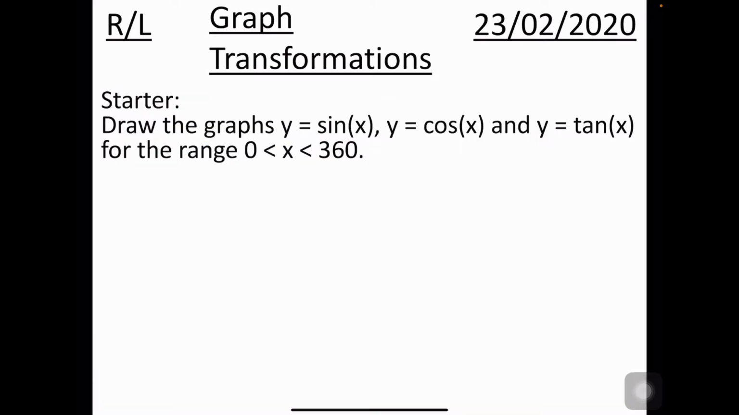So, graph transformations. The starter is to draw the graphs y equals sin x, cos x, and tan x for the range 0 to 360, so when x is between 0 and 360. So pause this video now and have a go at the starter activity.